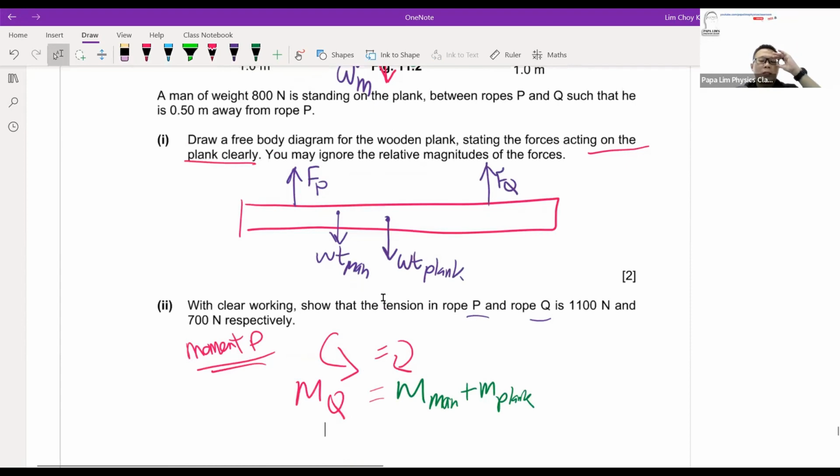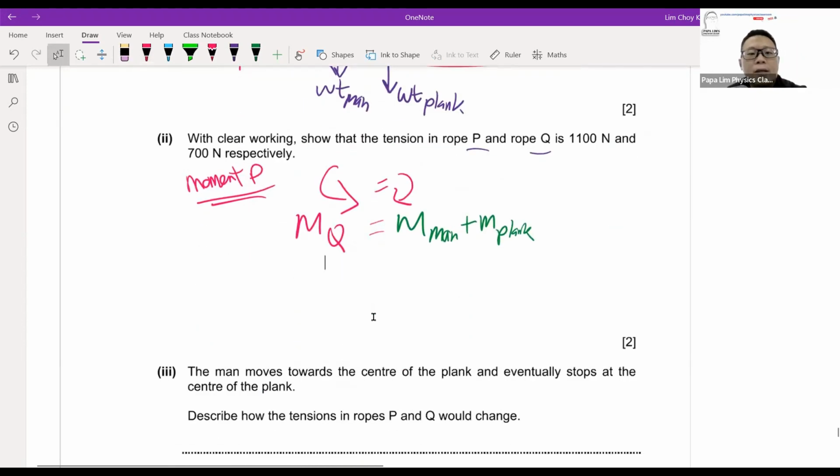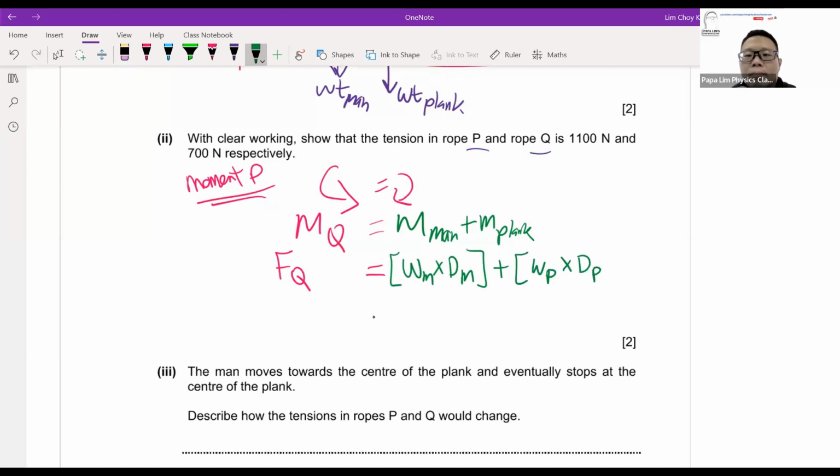Essentially, if I take moments about P, these are the 3 variables I have: the force on rope Q, plus the moment of the man, which is the weight of the man multiplied by the perpendicular distance of the man, plus the weight of the plank times the perpendicular distance of the plank. So now it's to substitute into the equation.